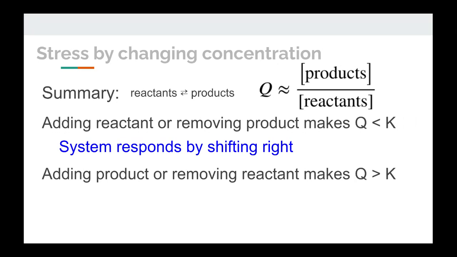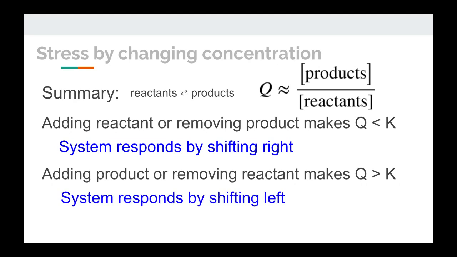On the other hand, adding a product or removing a reactant is going to make Q too big. So the system is going to respond by shifting to the left, and what that does is use up some product and create some reactant, making the numerator smaller and the denominator bigger until you get back to equilibrium.